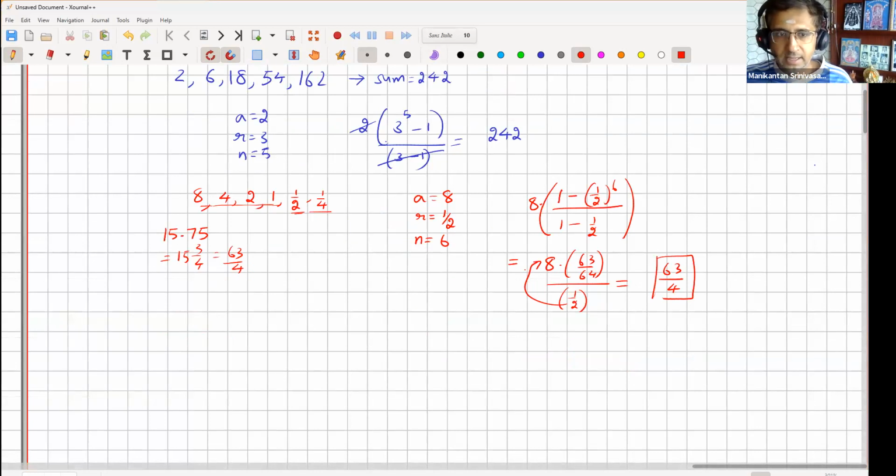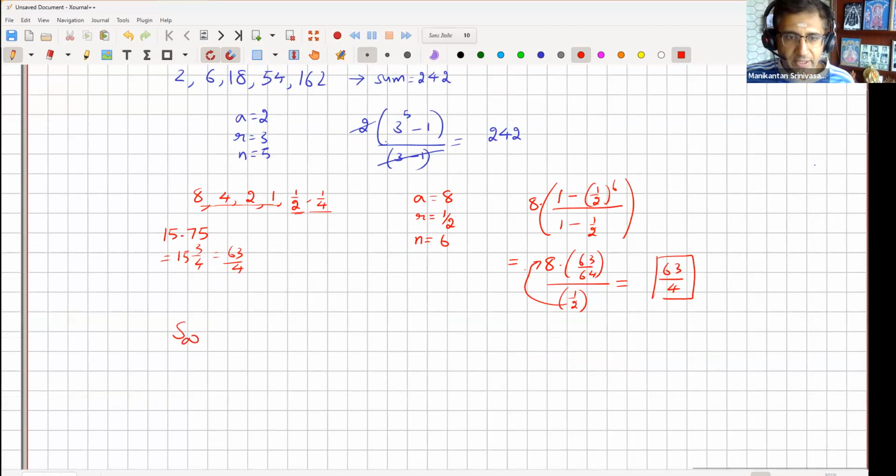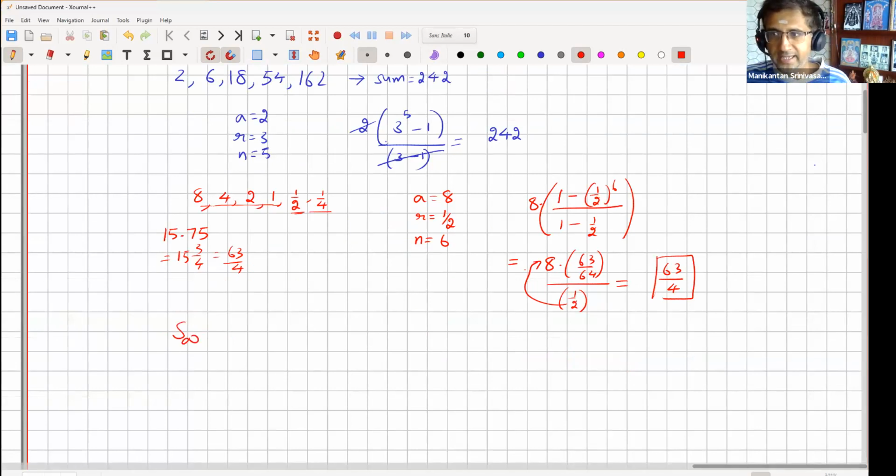Now, the only additional interesting bit that happens with geometric progression, which is not true for an arithmetic progression, is this concept of sum till infinite terms. It's denoted as S infinity. The number of terms is infinite. What happens when we add up those infinite terms?